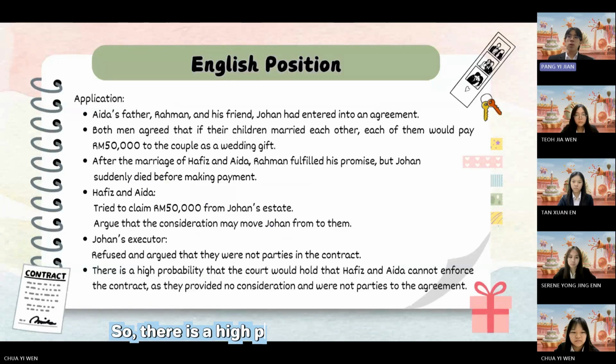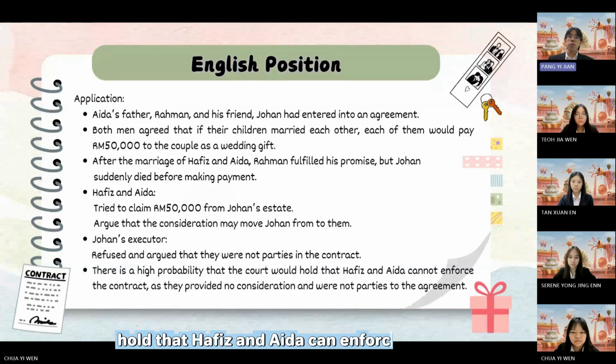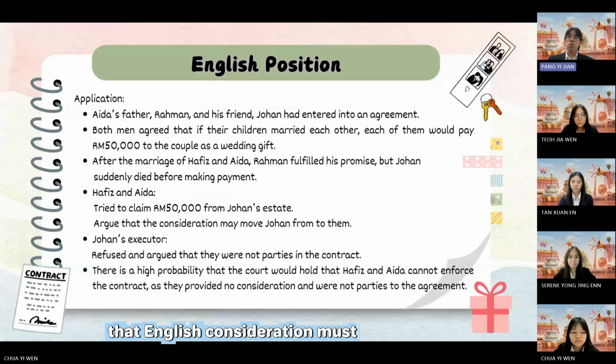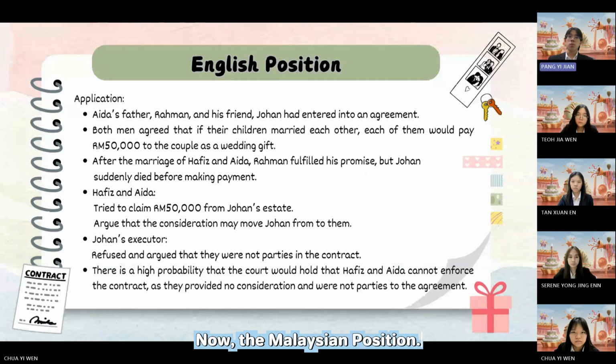There is a high probability that the court would not hold that Hafiz and Ida can enforce the contract, as they provided no consideration and were not parties to the agreement. This case therefore establishes the English position that consideration must move from the promisee and cannot flow from a third party. Now, the Malaysian position.